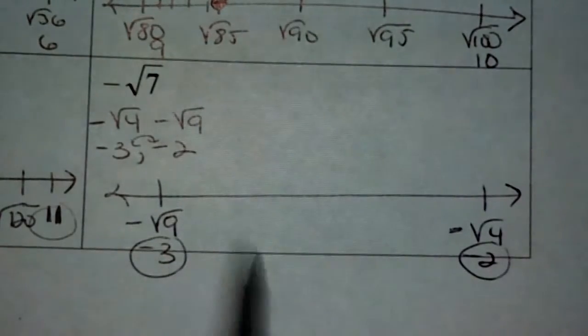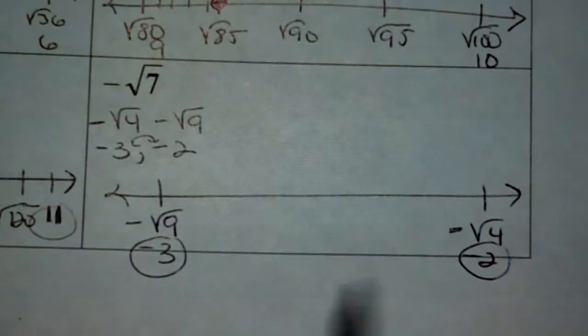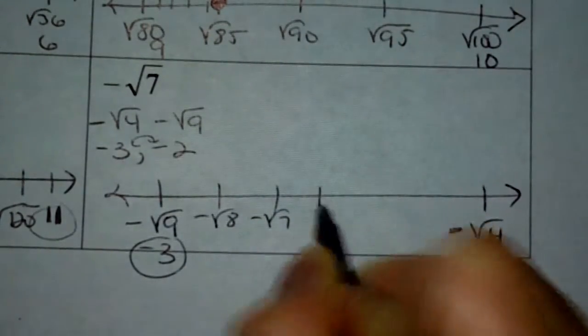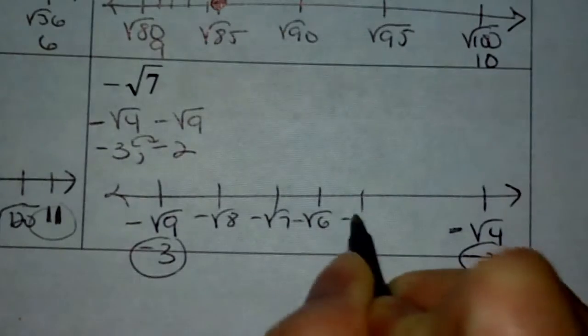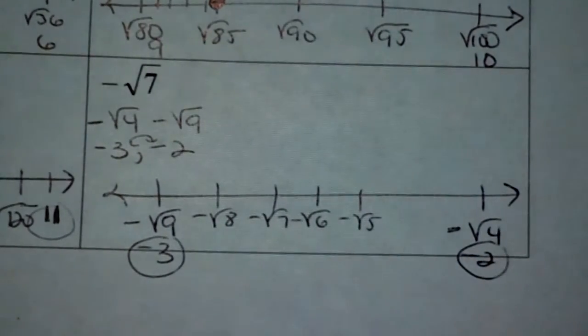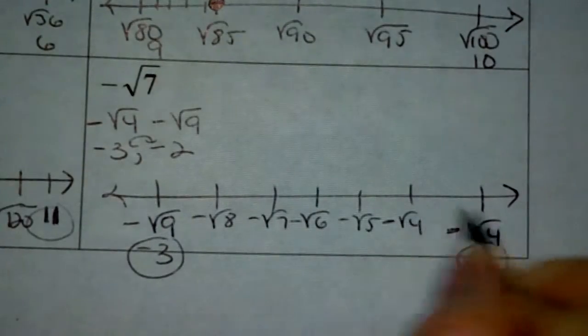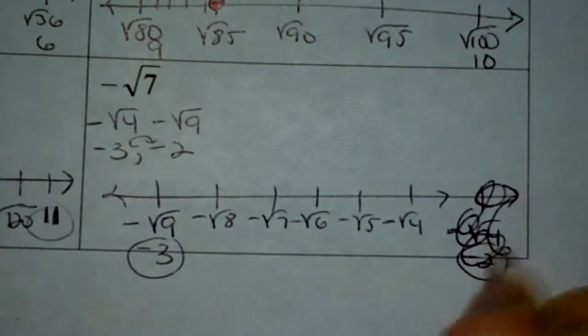Okay, and with this one, if I'm only going from 9 to 4, I think just counting by ones would be just fine. Hopefully you agree with me. And I would have the opposite of the square root of 8, opposite of the square root of 7, 6, 5. Oh, I kind of overshot that one, huh? Let's just put the opposite of the square root of 4 here, and we'll pretend this over here never happened.